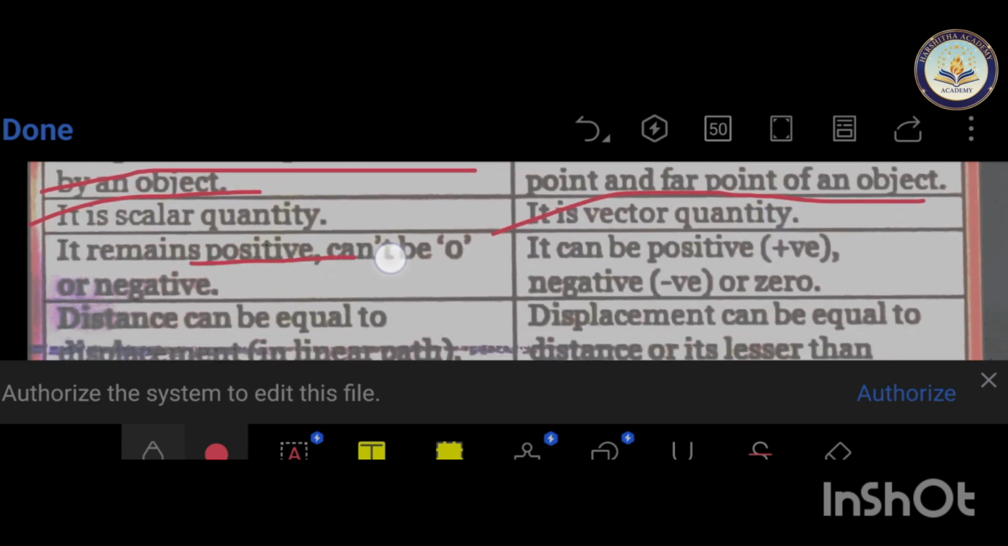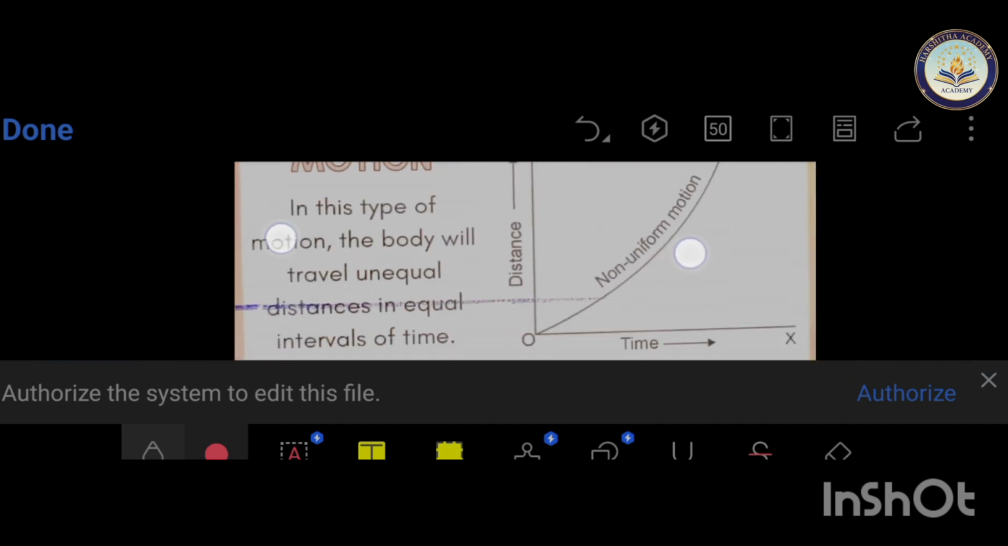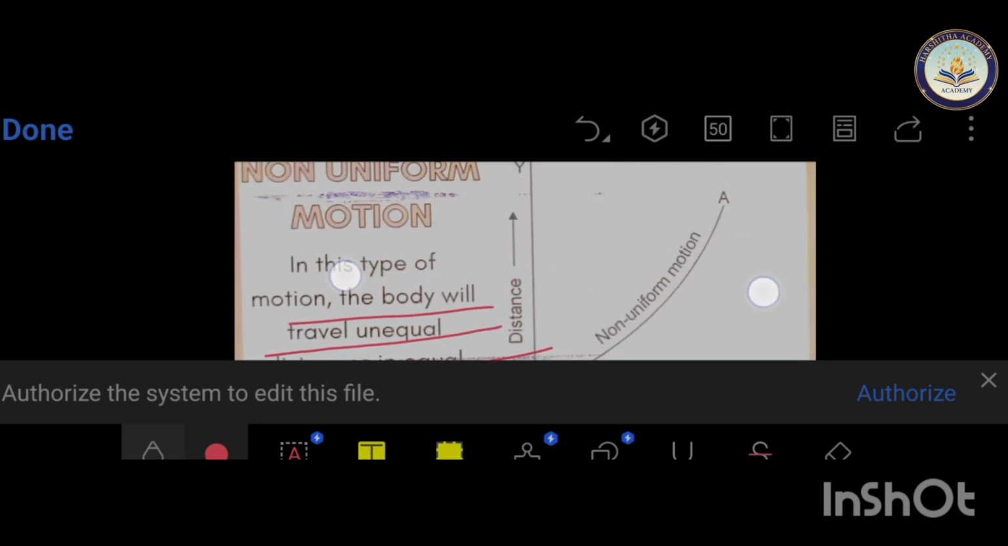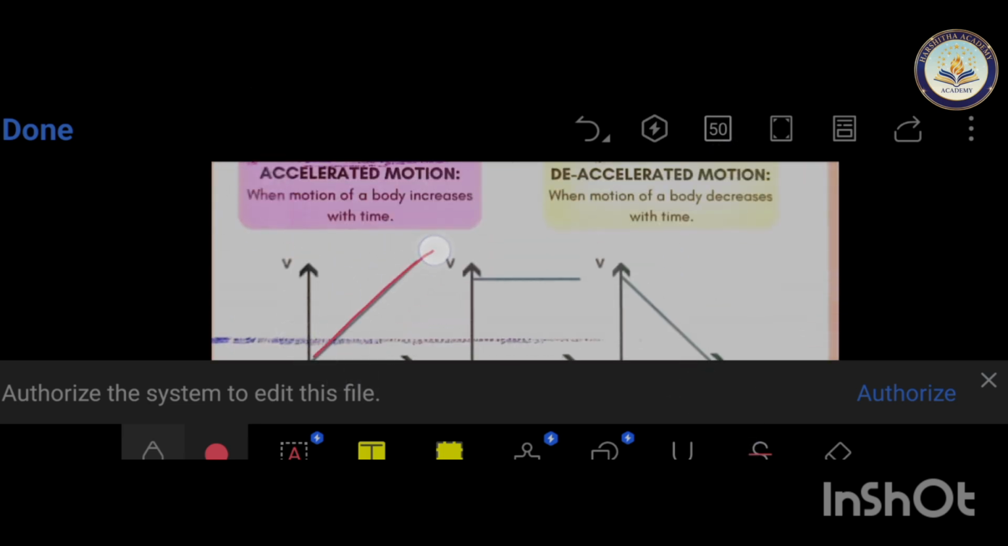Distance remains positive and cannot be 0 or negative. Displacement can be positive, negative and 0 also. Next we're going to uniform motion and non-uniform motion. In this type of motion, the body travels equal distance in equal intervals of time. This is called uniform motion. In a uniform motion, the graph is shown as a slope. If the graph is flat, the motion is in a straight line, it is at rest.